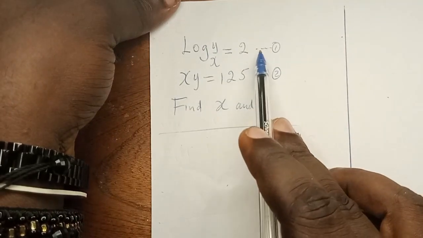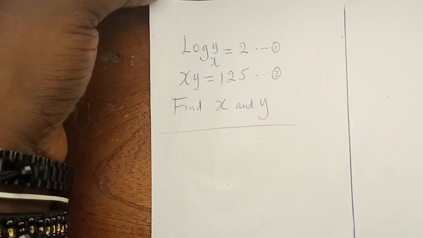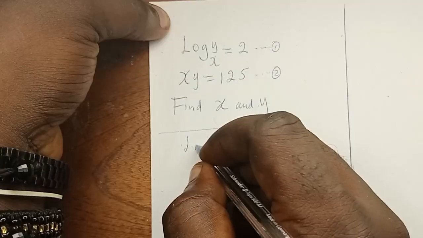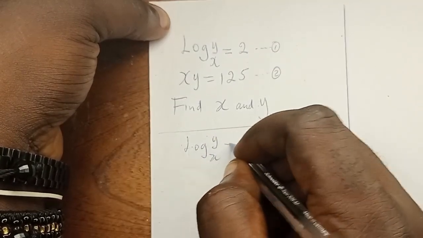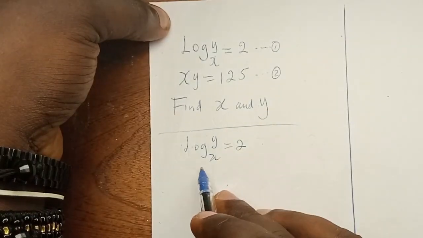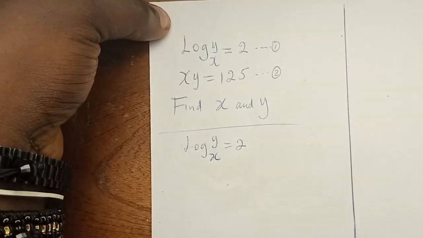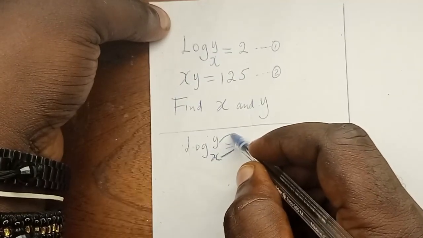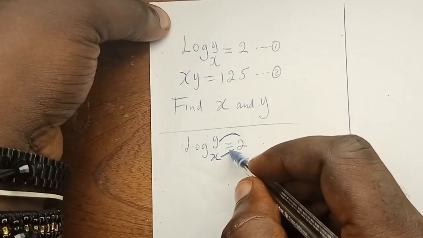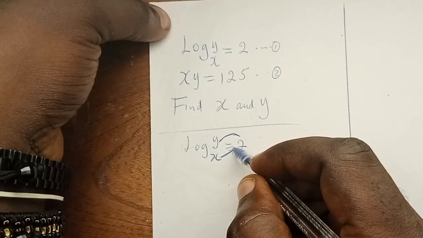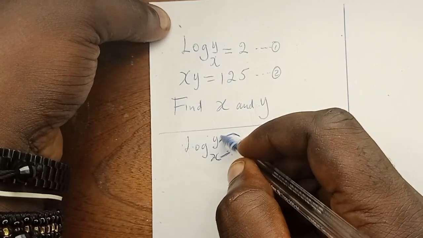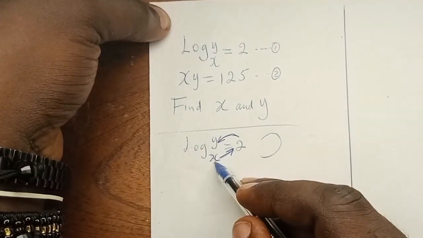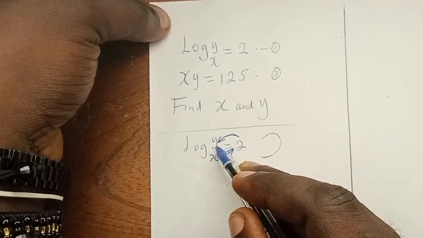Let's first of all use expression 1, as we can see here. Here, log base x of y is equal to 2. We already know that when we have something like this, it is the same as x raised to the power 2 is equal to y. This is the simple formula we need to know. It goes like this in this arrow format. Therefore, x raised to the power 2 is equal to y.